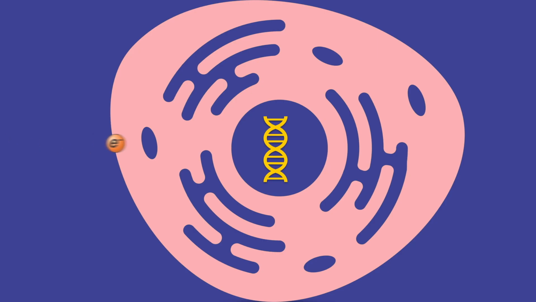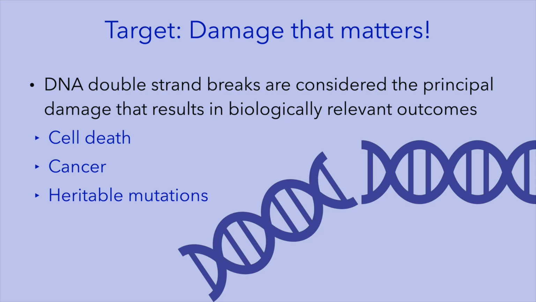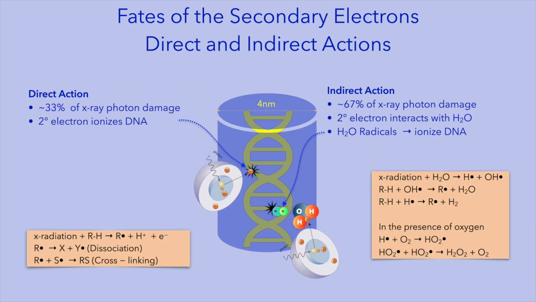The electrons that are ejected during this ionization process cause subsequent ionizations and are the mediators of energy deposition. Although these ionization events can occur in any biological macromolecule, ionizations that occur in the DNA are particularly relevant. DNA damage can result in cell death, cancer, and heritable mutations. Thus, DNA damage is considered the target for radiation-induced biological outcomes. Now let's take a closer look at radiation damage caused to DNA.